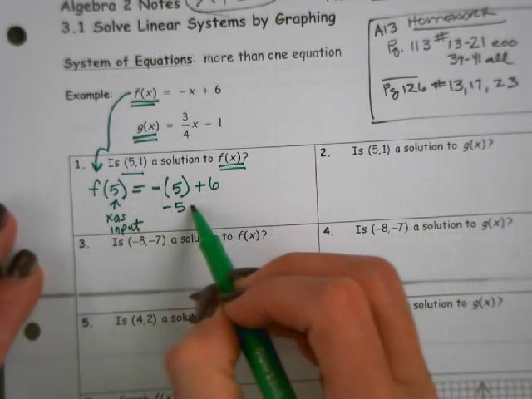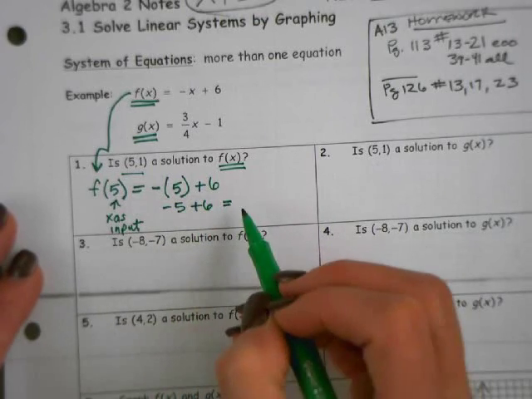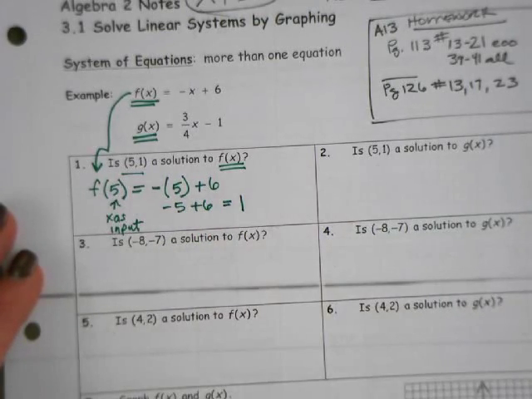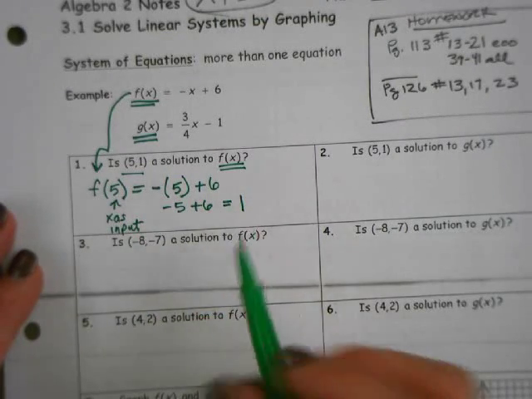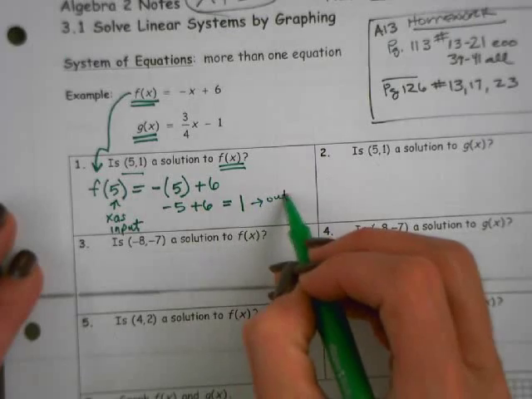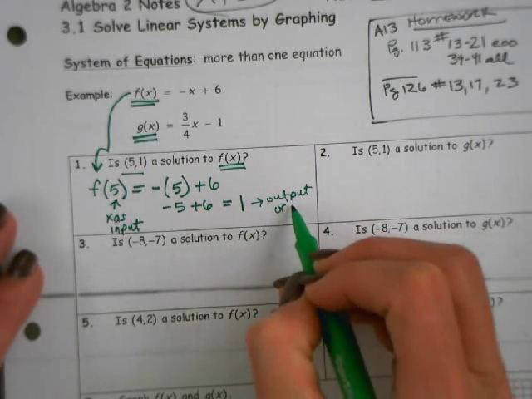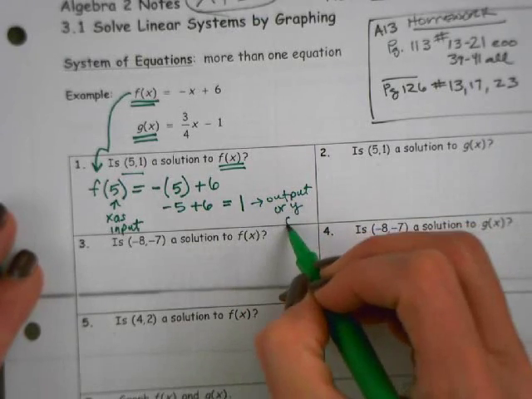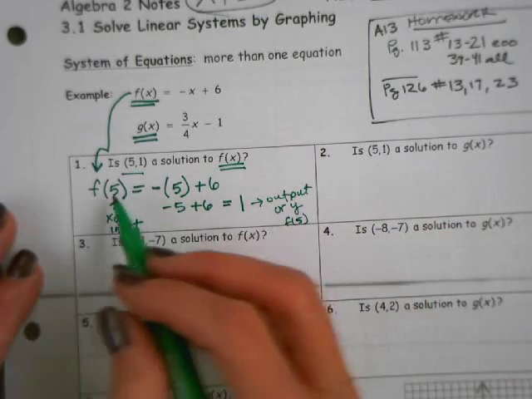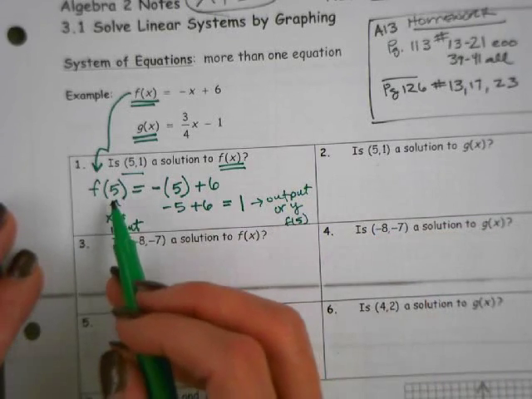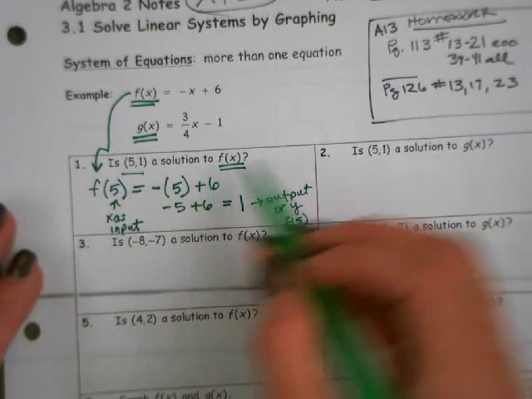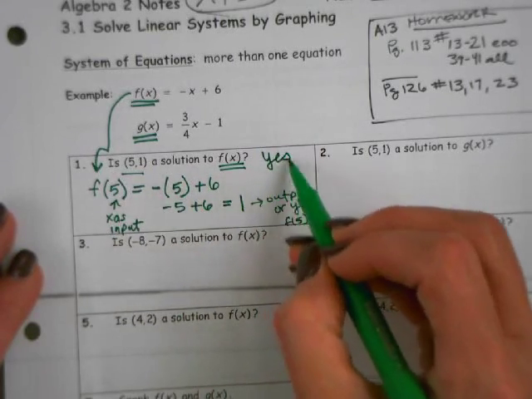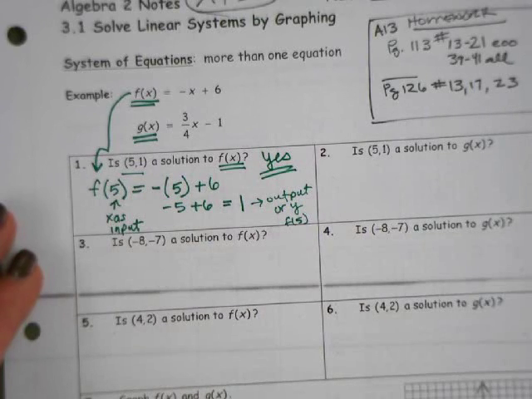So I'll get negative 5 plus 6, and that equals 1. So therefore, my input x is 5, and my output is 1. That's my output, or y, or you can say f of 5, either way. And therefore, that is true, right? When I input 5, I get 1 as an output. So the answer to "is this a solution for this?" is yes. Does that make sense?